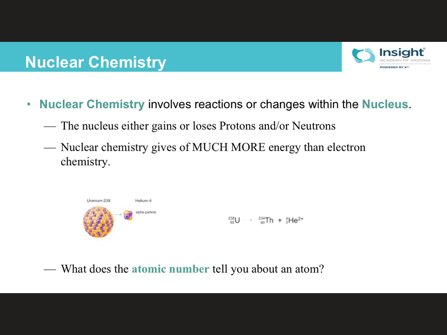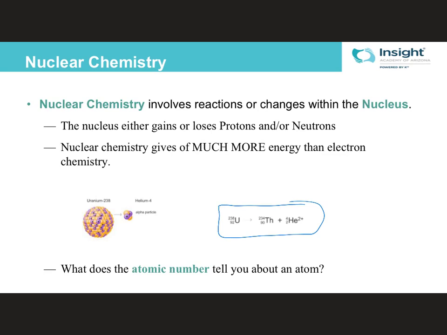So nuclear chemistry involves reactions or changes within the nucleus, which means that the nucleus is either going to gain or lose protons and/or neutrons. It might lose just one or the other, or both. Nuclear chemistry gives off way more energy than our standard electron chemistry. You can tell you're dealing with nuclear chemistry because you're going to see reactions like this. They have all this extra information in there.